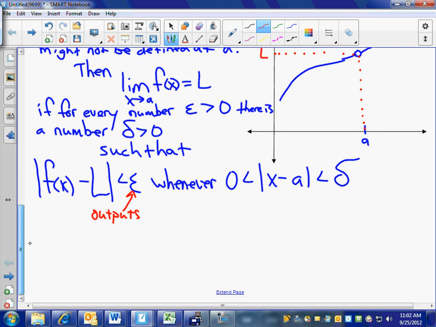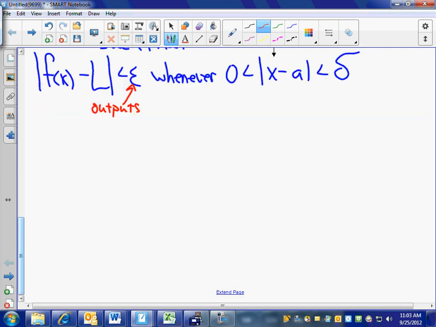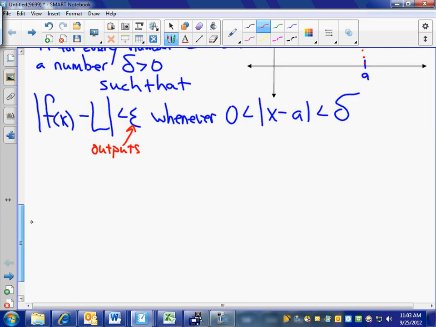Epsilon is your outputs. So that's like how close we are to the output. Delta is how close we are to the inputs.